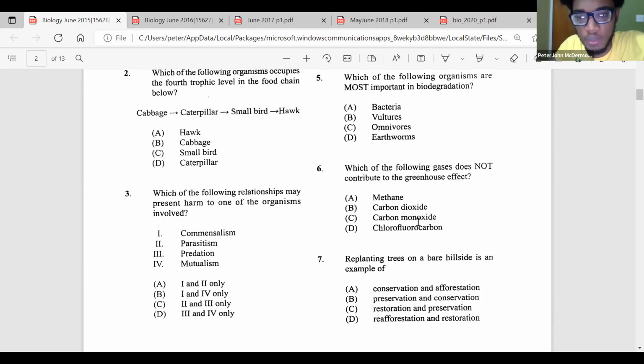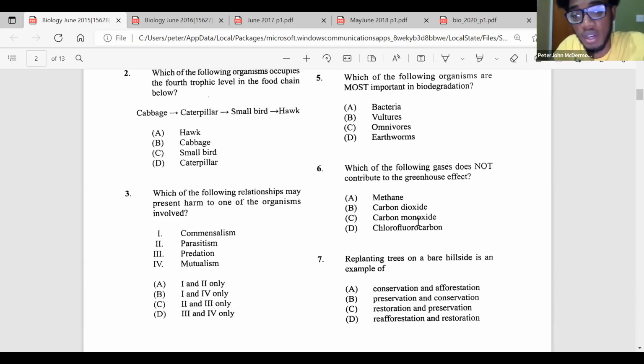All right, so when we're talking about greenhouse gases, you know that we include methane, we include carbon dioxide, and we include chlorofluorocarbons, that's CFCs. Methane, of course, can come from cows and things like that. Carbon dioxide, burning any kind of carbon containing material like trees. And chlorofluorocarbons, those are aerosols.